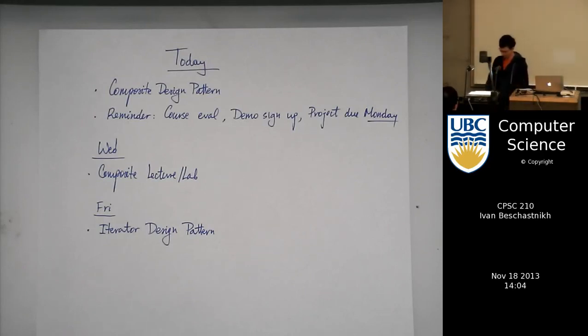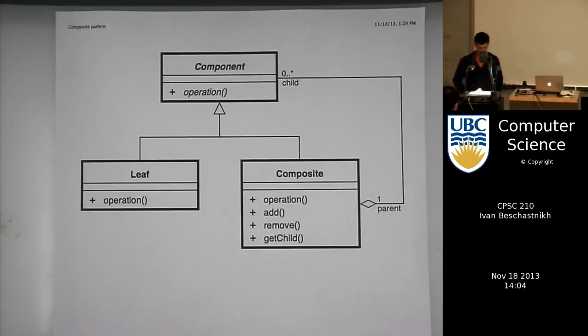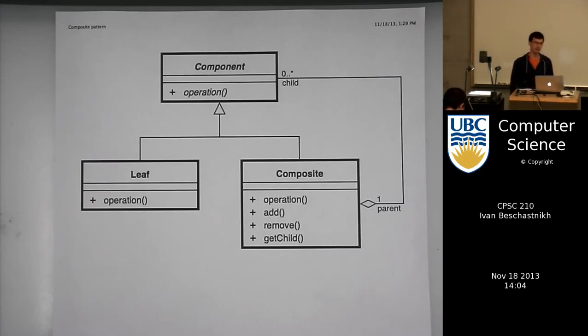Okay, so let's talk about composite pattern. So here's a nice diagram from Wikipedia that sort of describes this pattern. This pattern is a little bit more abstract than the previous pattern that you've seen. And the key to understanding this pattern is to reason about hierarchies.